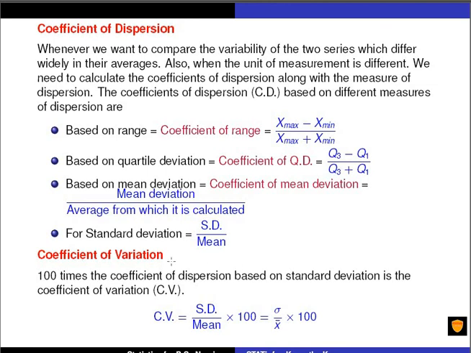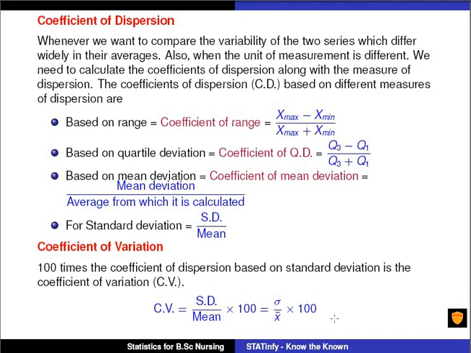So what is the coefficient of variation? The coefficient of variation is nothing but 100 times the coefficient of dispersion based on standard deviation. The formula is simply standard deviation by mean into 100, that is sigma by x bar into 100. I have already discussed the concept of range, quartile deviation, mean deviation and standard deviation, and how to calculate them for both grouped data and ungrouped data. Now you take an example and calculate the coefficient of variation for it. You can calculate it for the same example which you have taken.